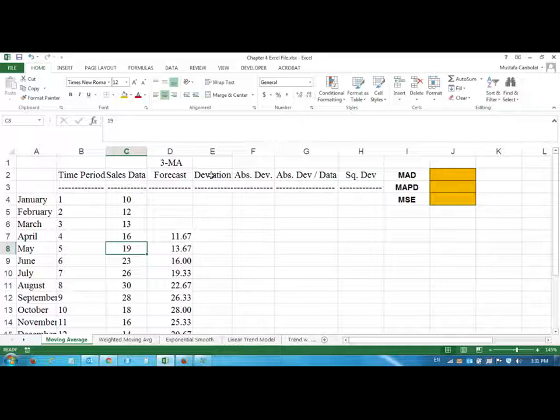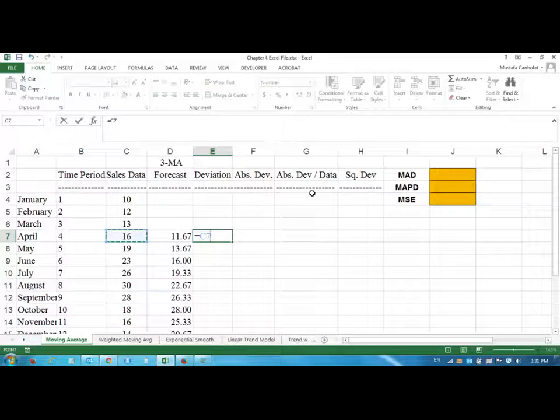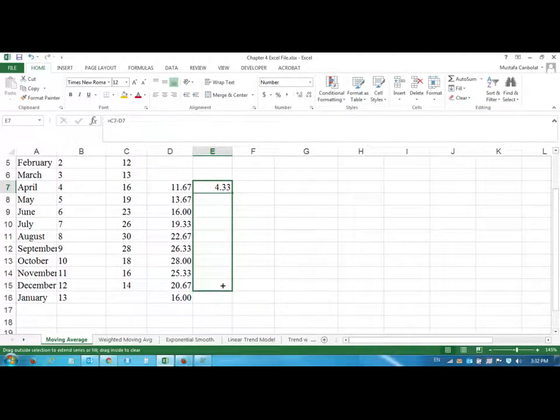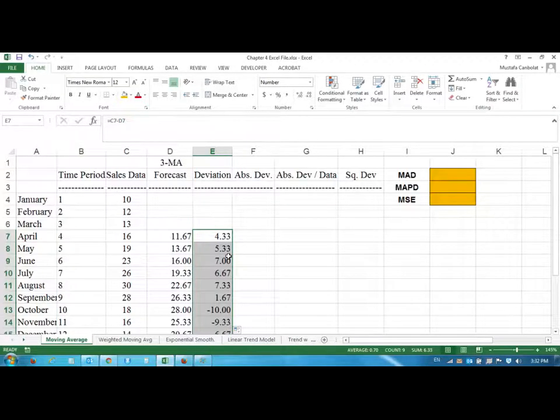So the error is called the deviation. What we have to do is take the deviation and calculate it. That is going to be the difference between the data itself, the historical data, minus our forecast. And here we are underestimating the demand. And if you look at all the values here, for a while we are underestimating the demand, and then we are overestimating the demand.